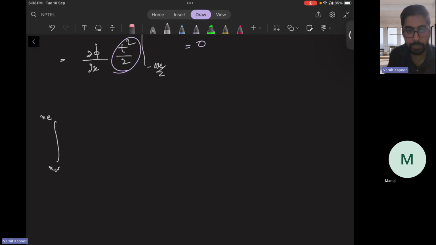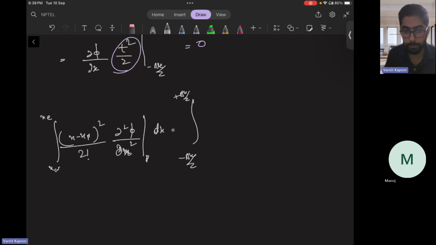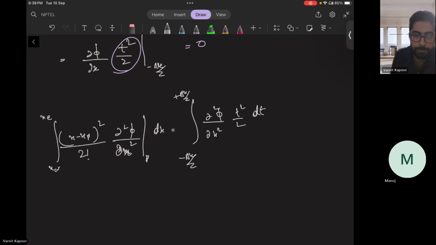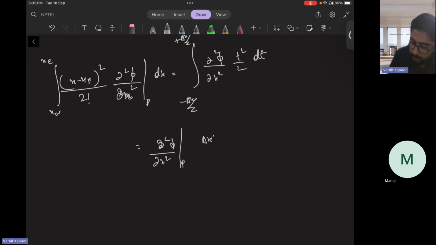integral from x west to x east of (x minus xp) whole square by 2 factorial, dou 2 phi by dou x square about p dx, will be from minus del x by 2 to plus del x by 2 of dou 2 phi by dou x square. Again, take t square by 2 dt. Integrate this. t square integration will be t cube by 6. So it will come out to be something like dou 2 phi by dou x square about p, del x cube by 20.